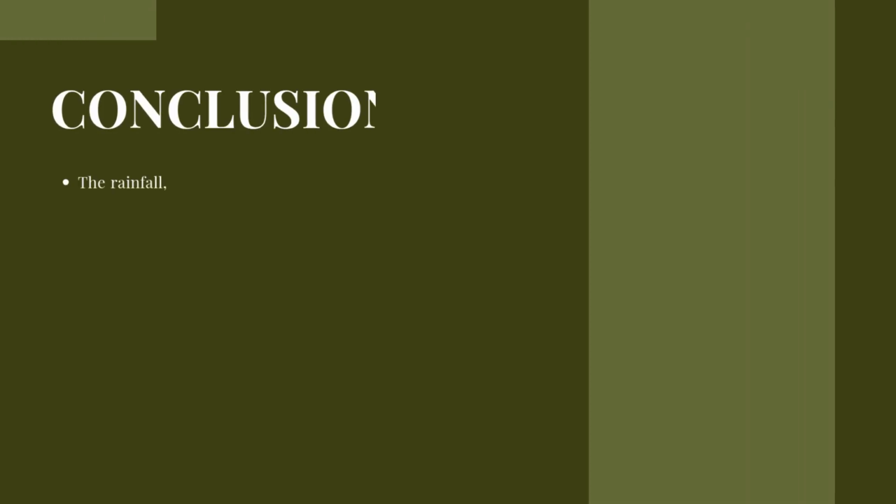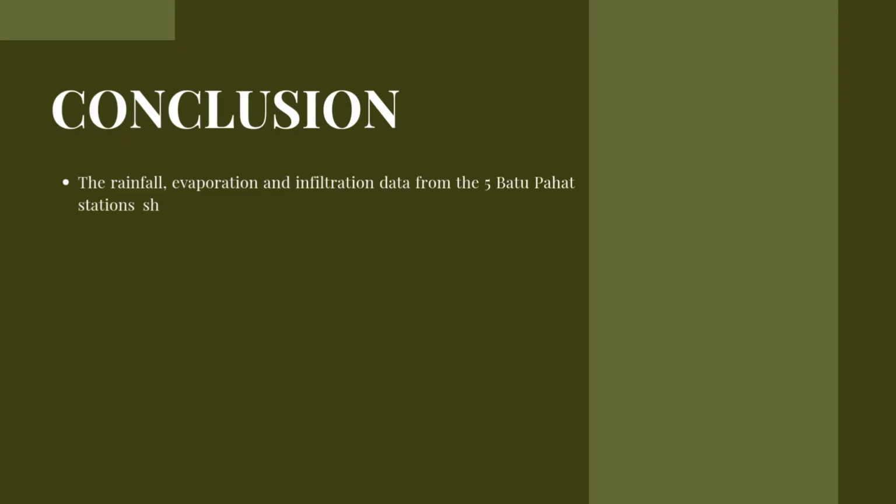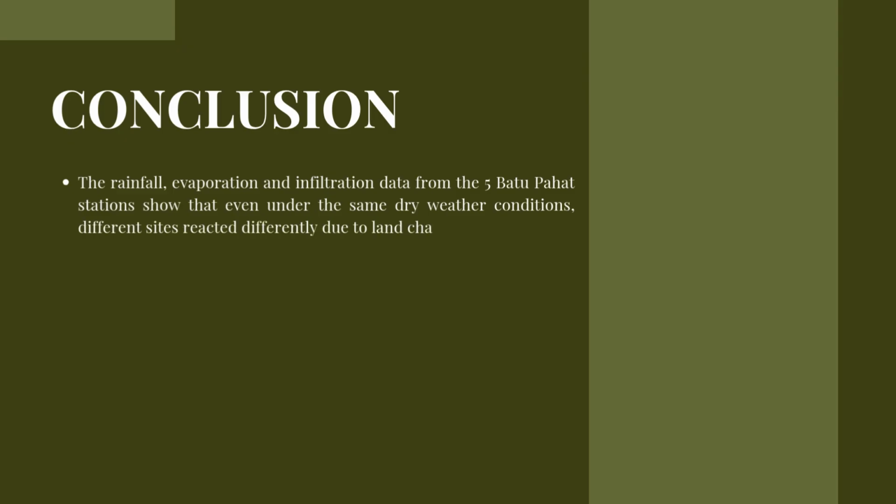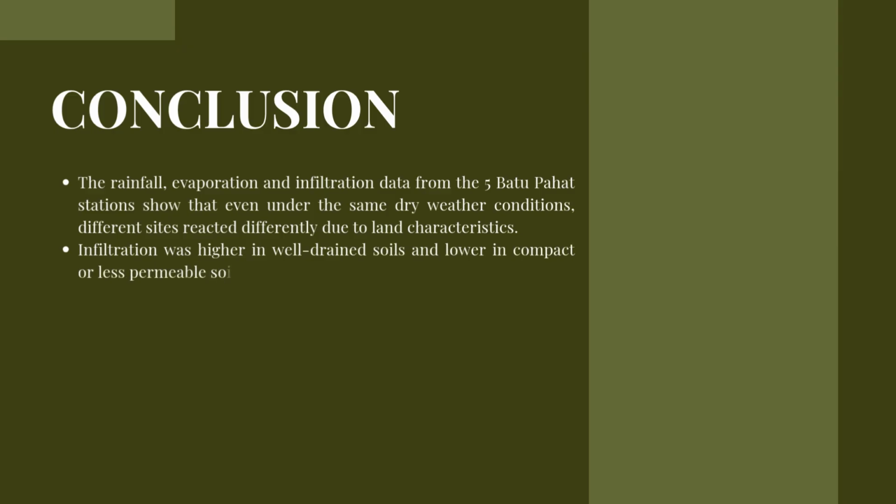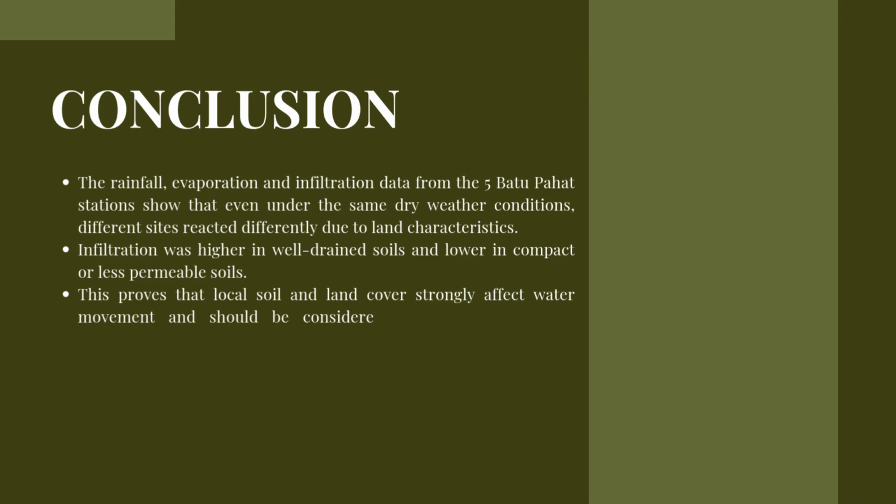For the conclusion, the rainfall, evaporation, and infiltration data from the 5 Batu Pahat stations show that even under the same dry weather conditions, different sites reacted differently due to land characteristics. Infiltration was higher in well-drained soils and lower in compact or less permeable soils. This proves that local soil and land cover strongly affect water movement and should be considered in water management planning.